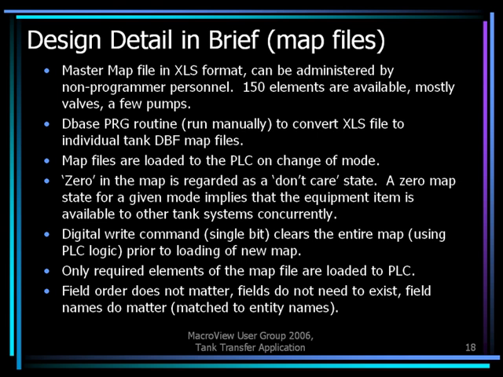We've got a manually run dBase routine that converts the master Excel file into individual tank map files, one per tank. And as we said before, a map file change is loaded to the PLC when the tank mode gets changed. So, say for example, we're transferring from tank 10 to tank 6 and we're finished with that job now. We want to transfer from tank 10 to tank 5. On change of mode, we reload a new map from the MacroView DBF data storage into the PLC, and the operation within the PLC of that tank changes from that point onwards.